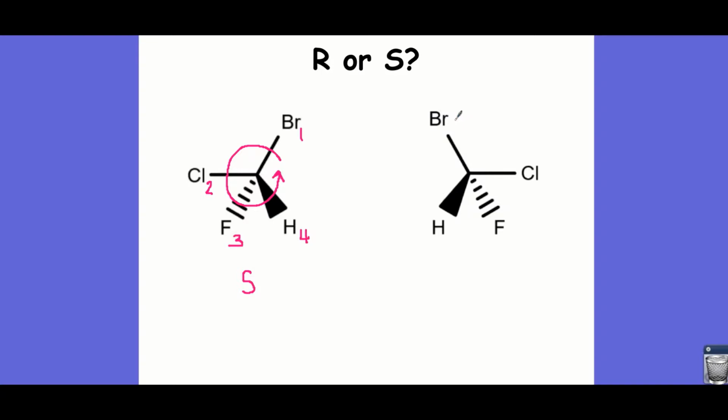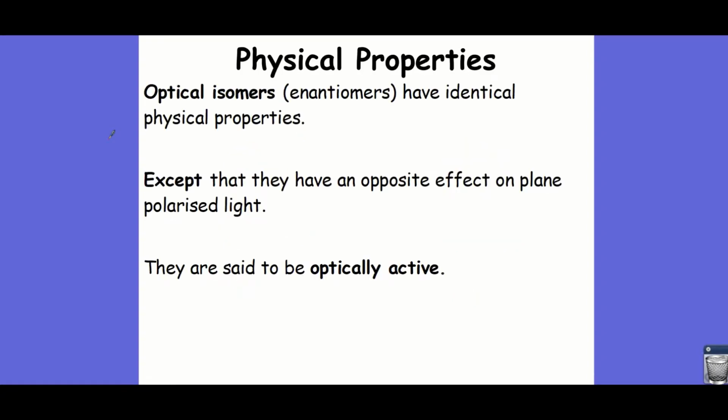We do the same here just to confirm it. We have 1, 2, 3, 4. Follow the numbering round. We're going in a clockwise direction. So this is the R enantiomer. So let's have a wee think about the physical properties of optical isomers. They have identical physical properties, more or less. I want to highlight physical properties because we'll come on to chemical properties in a minute. The only difference in physical properties is the effect that each enantiomer has on polarised light.